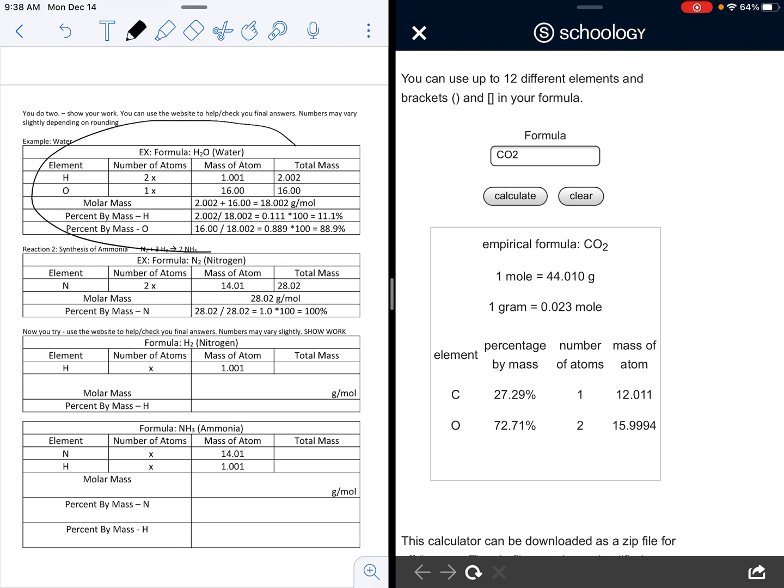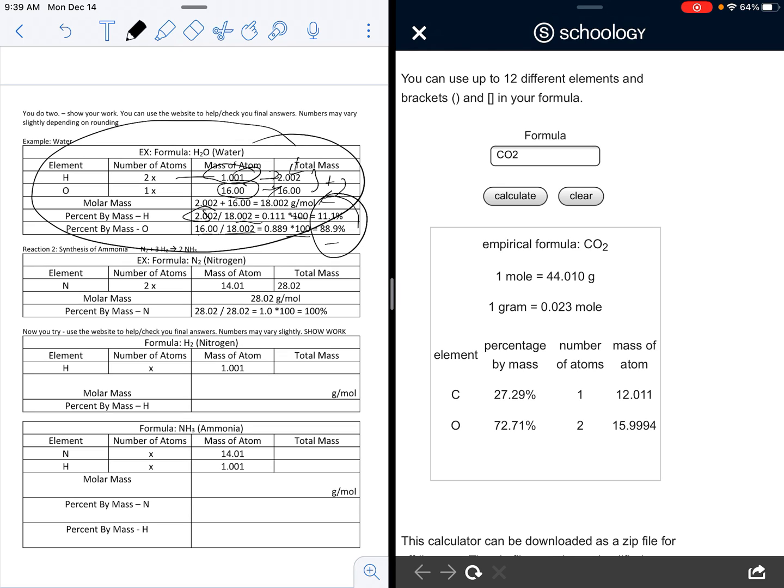So an example of water that I have up here is it is composed of 2 atoms of hydrogen, 1 atom of oxygen. I take the mass of the atom from the periodic table, multiply it across, I get 16, and then I add these in order to get my molar mass. And then I'm going to take my total, so percent by mass for H, my total, 2 from this column right here, divided by the molar mass. Same thing for oxygen, times 100% gives me my percent composition, just like we learned how to do.